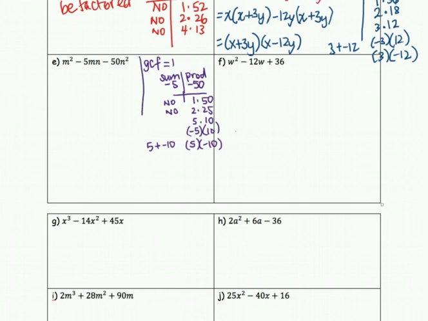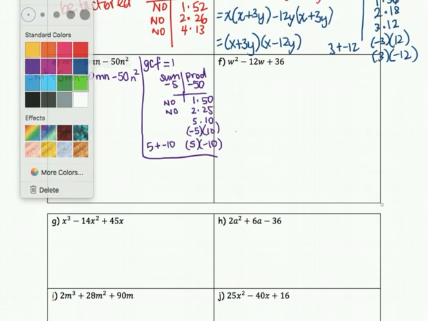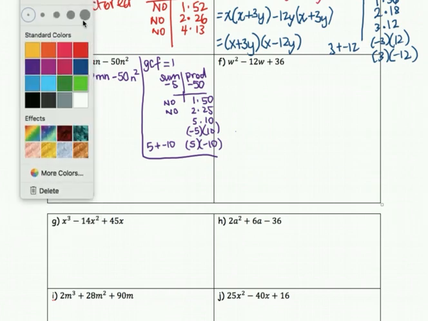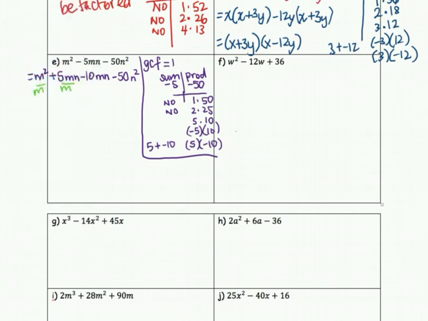So write this over here. Let's decompose the middle term. So we have m squared plus 5mn, and then we have negative 10mn minus the 50n squared. From there, we've decomposed the middle term, so now we're just factoring by grouping. They both have an m in common, and these two, watch out, there's a negative here, they can both divide out a negative 10, and also an n.